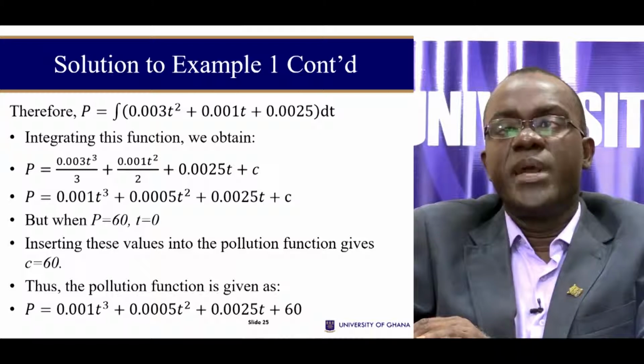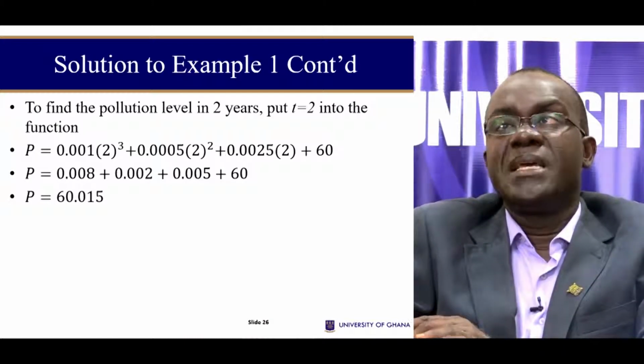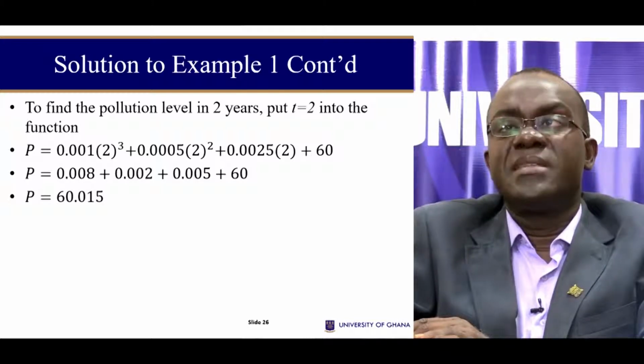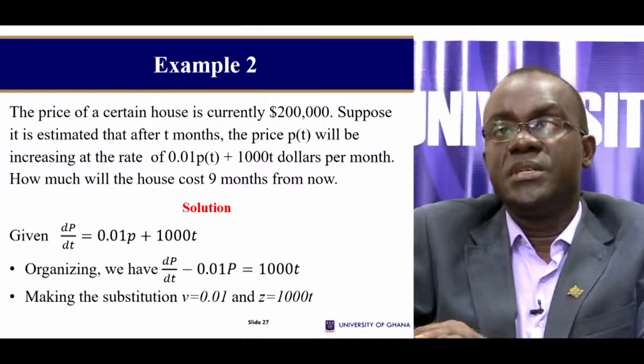So when we separate the variables and then solve them, we have this equation. There is a boundary point. We use the boundary point to find the constant, which we obtain to be 60, and therefore this becomes the population equation in terms of time. If you want to know the population at any point in time, all we need to do is put the time in, and we're able to estimate the population at any time t.